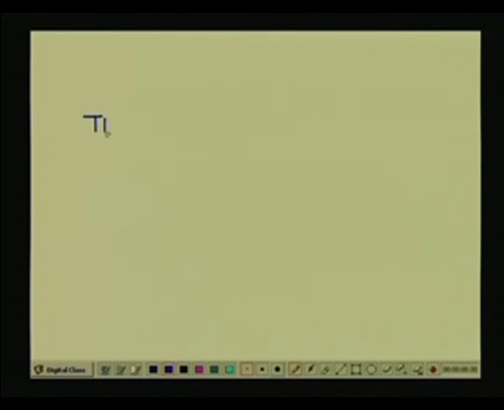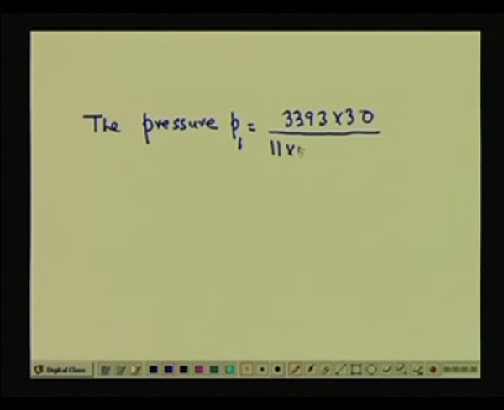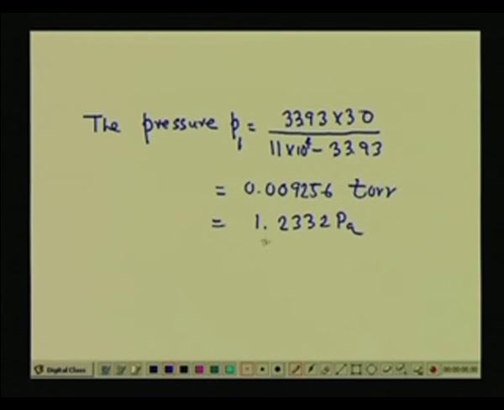So the pressure P1 in that case is equal to 33.93 into 30 upon 11 into 10 to the power 4 minus 33.93, which is coming up as 0.09256 torr. So, it is coming up as 1.2332 Pascal. Clear?